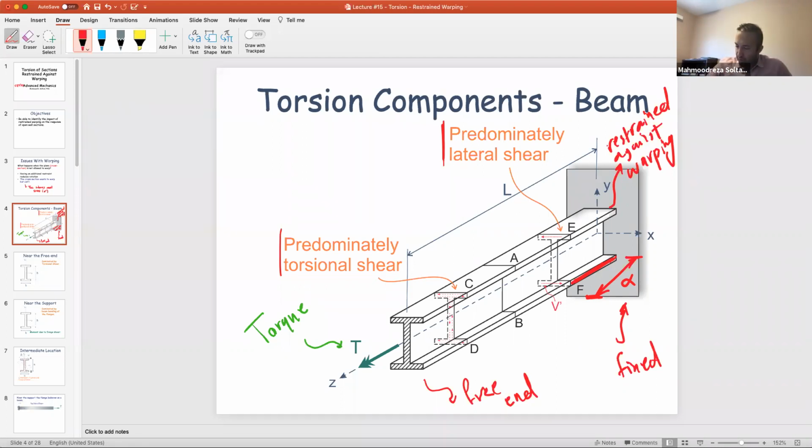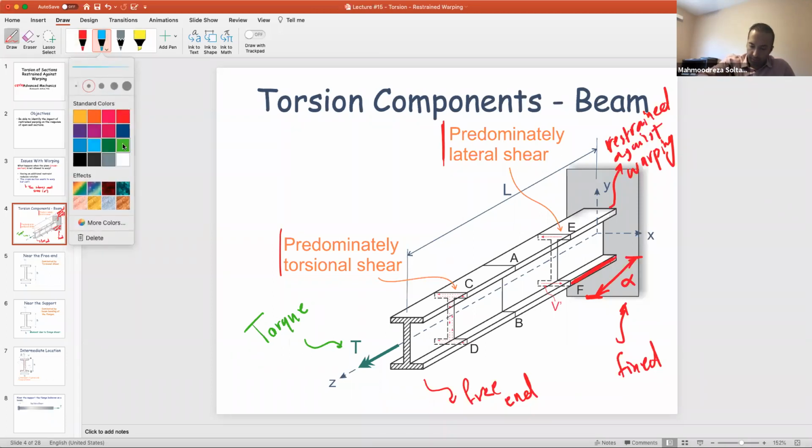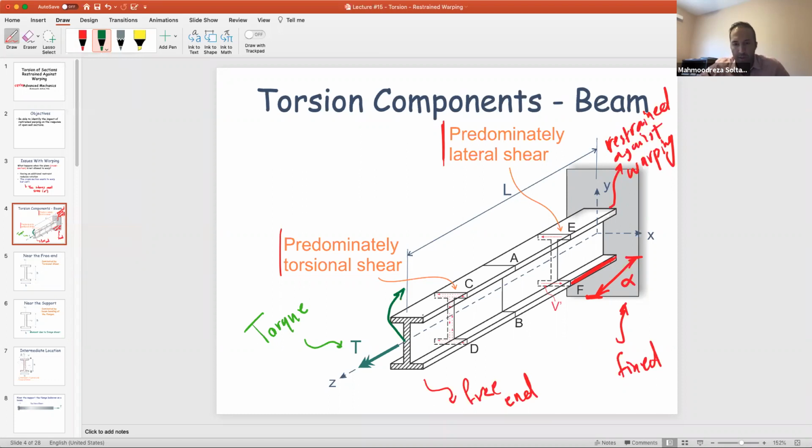So here it is restrained against warping, and as you reach this end, it is not restrained against warping.